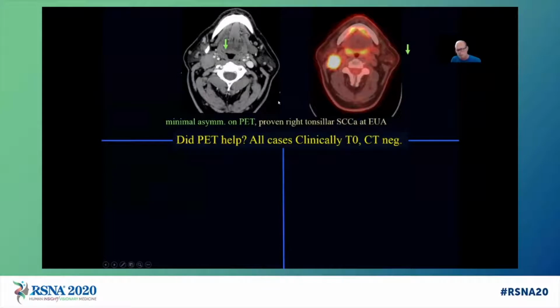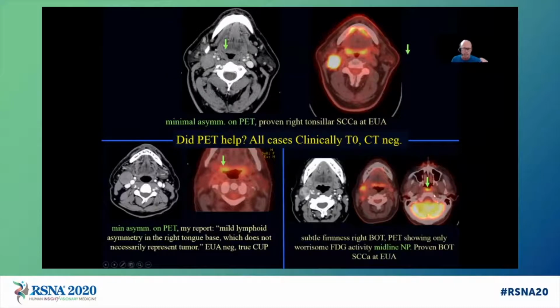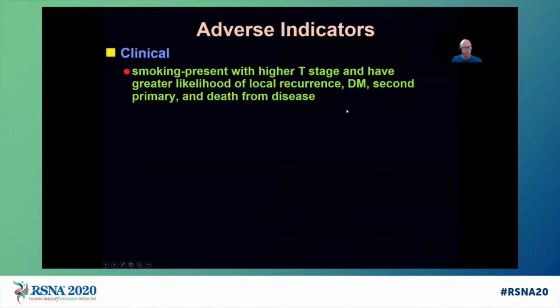Now, here's a couple cases where maybe PET helps, maybe it doesn't. This patient, all these patients now are clinically T0, no primary, and the CT did not show the primary. So there's nothing here on CT, a little bit of asymmetry, and they proved that there was cancer in the right tonsil. In this case, there was a little bit of asymmetry, not much different than this case, nothing on CT, but all the biopsies were negative. So this is just lymphoid asymmetry. And this patient had a little something in the nasopharynx, really nothing in the mucosa at all to point to, and yet they still found a tongue-based cancer in the operating room. So sometimes PET CT helps, and sometimes it doesn't.